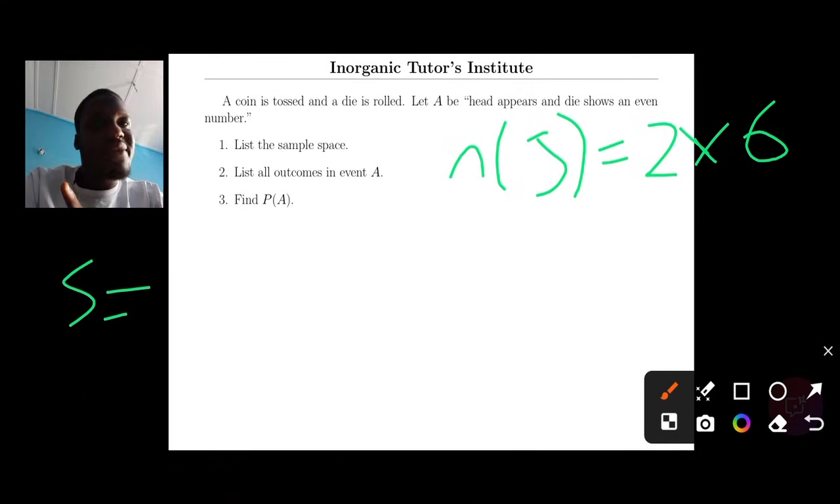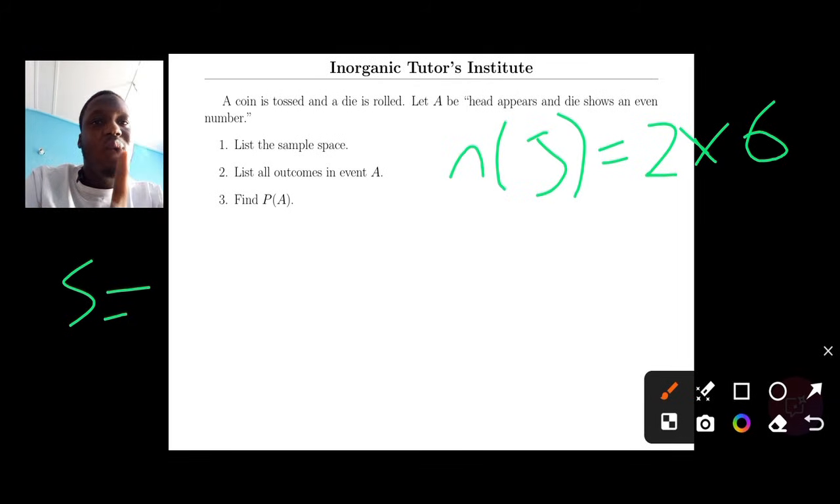We did a similar thing for rolling 2 dice, where we drew the 6x6 table. You realize the first activity, which is the first die, has 6 outcomes, and the second die also has 6 outcomes. So the sample space will be 36.